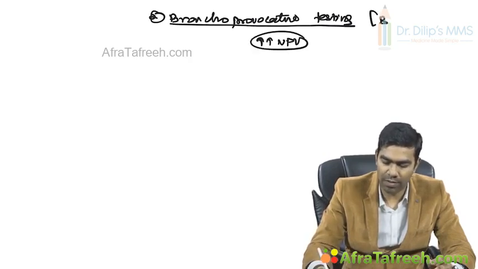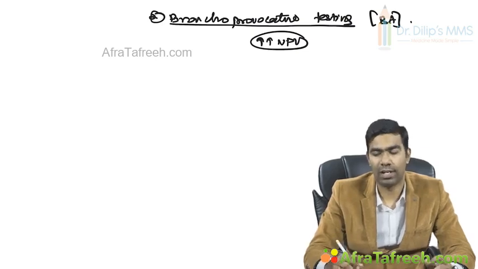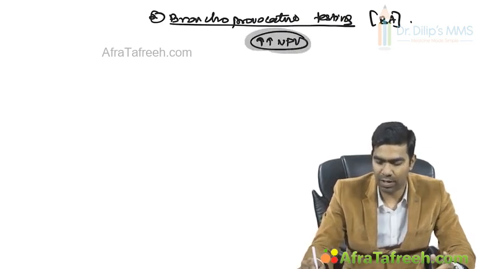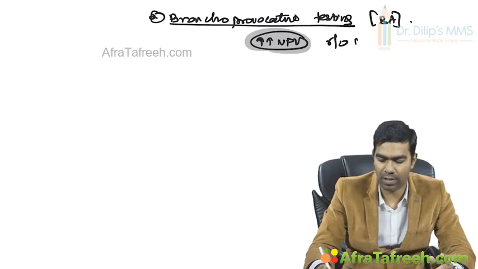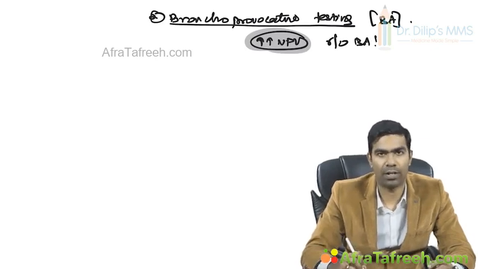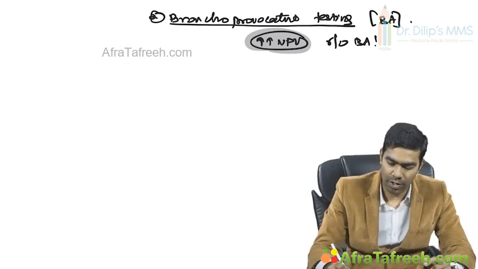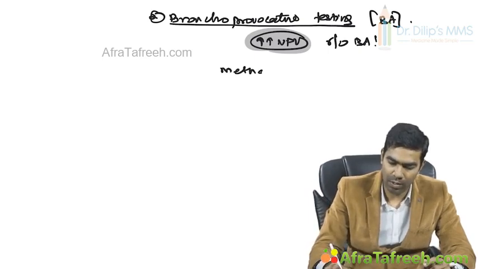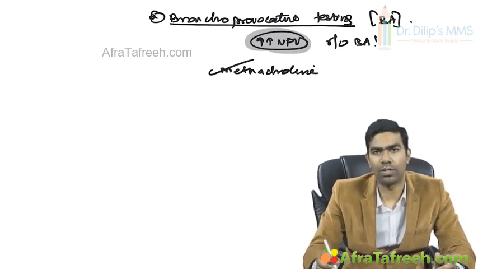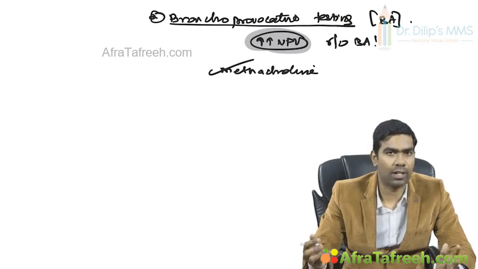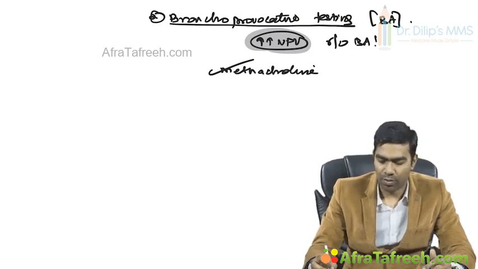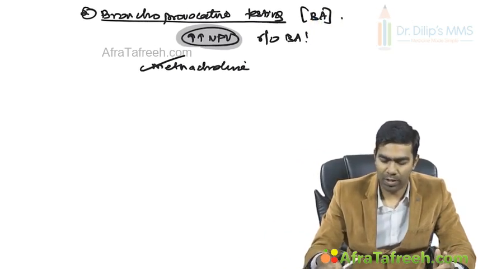Typically, it is used for testing for bronchial asthma. In fact, since it has a very high negative predictive value, I can use this test to rule out bronchial asthma rather than confirming bronchial asthma. What I'm going to give: typically, I'm going to use something called methacholine. So what is the principle of using this methacholine in bronchial asthma?